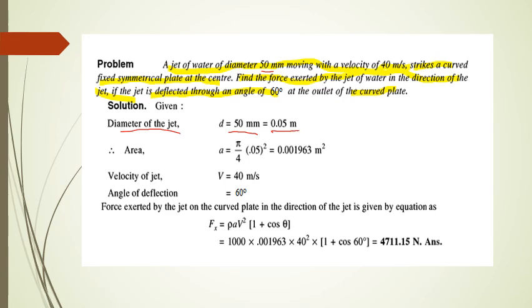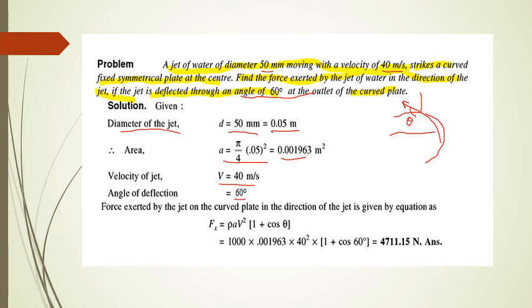Now the area of the jet is A equal to pi by 4 d square. Substituting the d value, we get area as 0.001963 meters square. They had given the velocity of jet. What is the velocity of the jet? 40 meters per second. V is 40 meters per second. And theta is the deflected angle at the outlet. Means this is the jet, this is the curved plate, and this is velocity. This is theta, outlet of the jet. What is theta? 60 degrees.